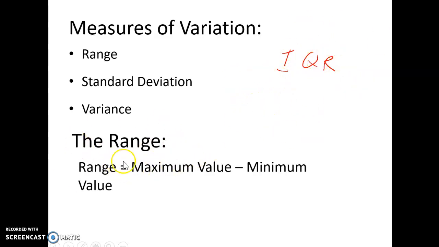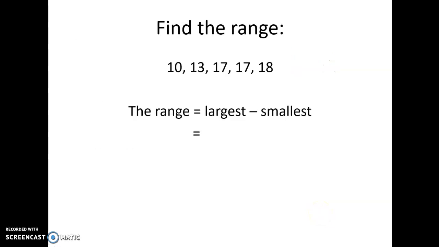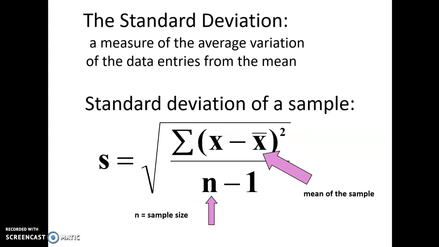Okay, the range. Did this in 7th grade. You take your max value minus your min value. It's one of the easiest things to find. You're going to take your biggest minus your smallest. So finding the range here, when the numbers are in order, it's even easier, but you do need to locate your biggest and your smallest. So we got 18 minus 10, and our range is 8. So that would be our solution for that.